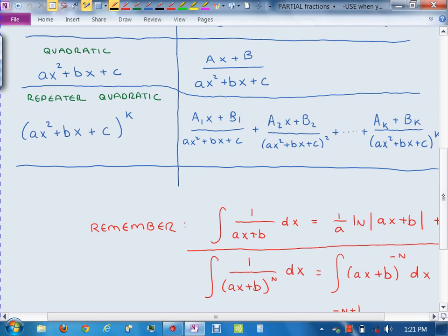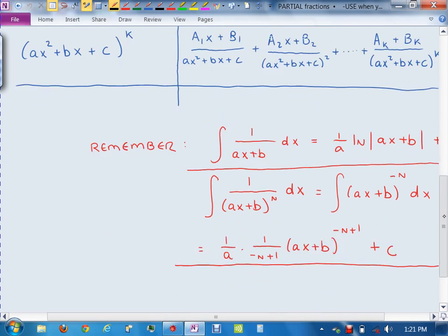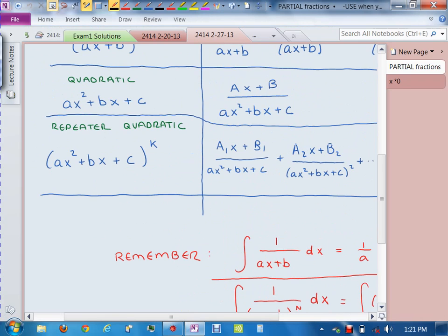Now, me saying it is one thing, me actually demonstrating is something else. And then this last thing, don't worry about this one right now. This is what I gave you last class. Remember that? If you have 1 divided by a linear factor and you want to integrate it, then it's 1 over a natural log of that. Okay, so I'll refer back to this if need be.